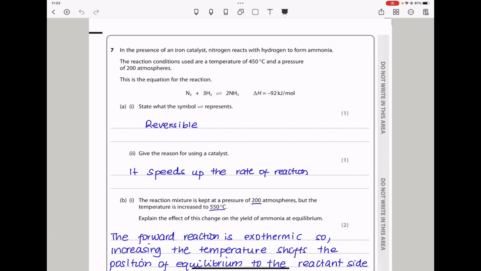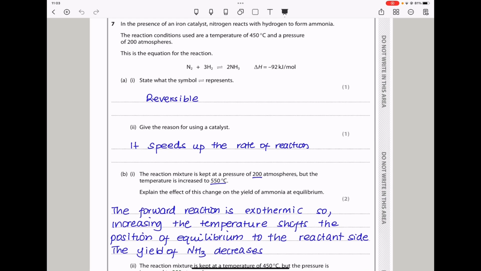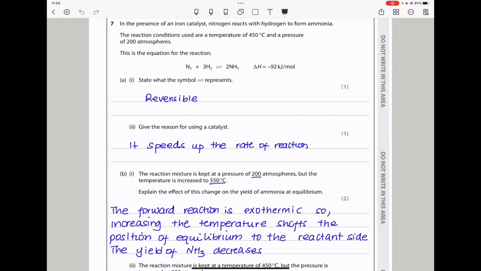So they say, state what the symbol represents. That means that the reaction is reversible. And next they say, give the reason for using a catalyst. A catalyst provides a new pathway with lower activation energy, so the reason as to why it's used is to ensure that the rate of reaction is fast.